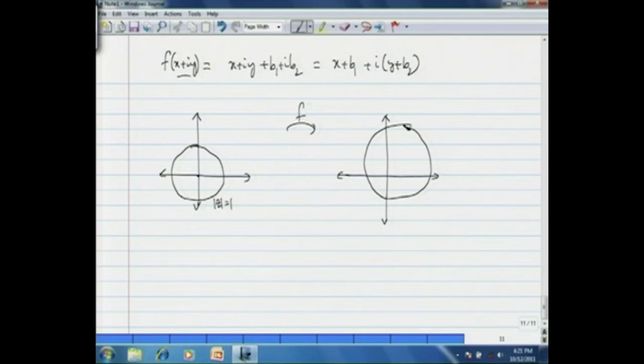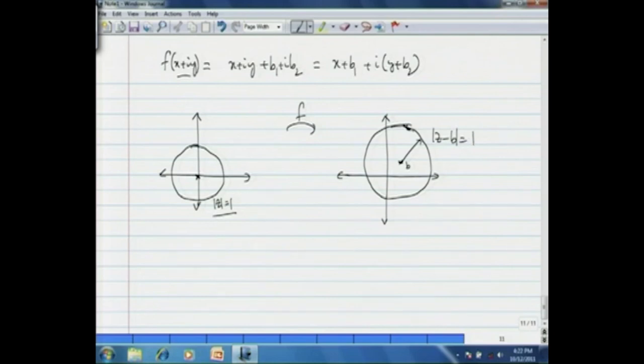So, although the circle looks enlarged, it is not really enlarged. Here is the origin, the image of the origin. The center moves to b, and the image of modulus of z equals 1 is all such points such that modulus of z minus b is equal to 1.